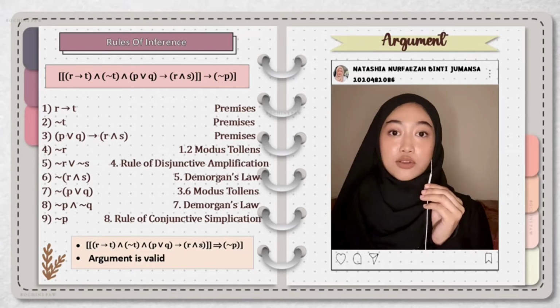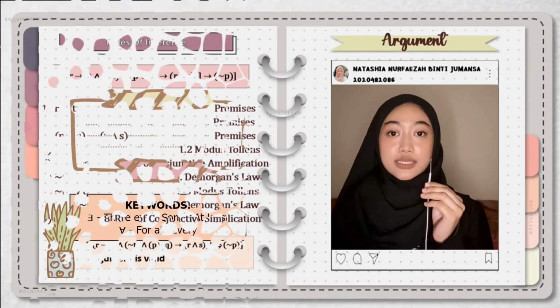The answer is the same as the conclusion, which is negation P. Automatically, the symbol implies will change to logically implies, so the argument is valid.